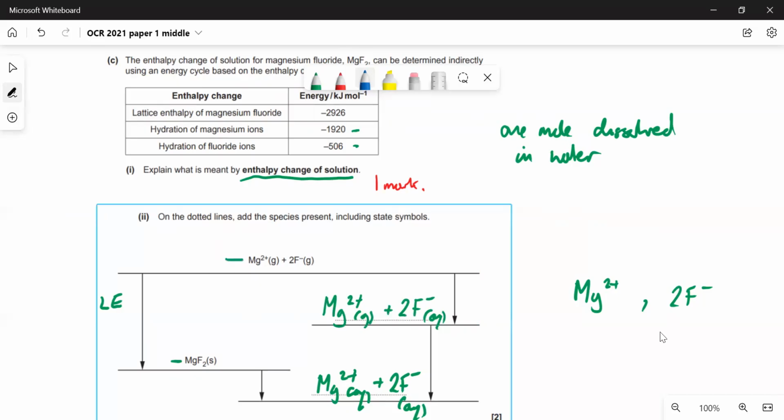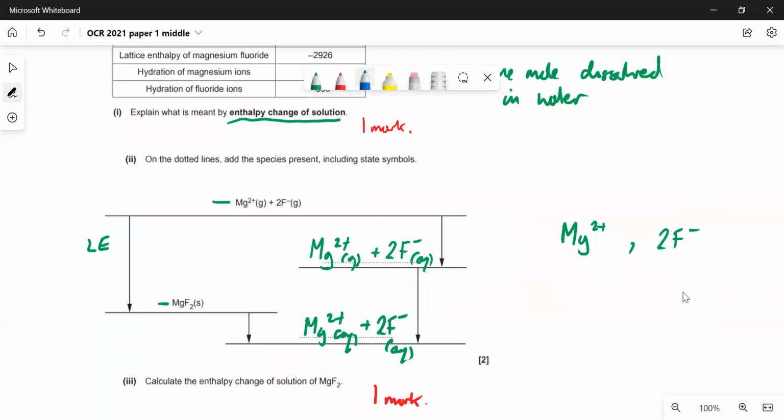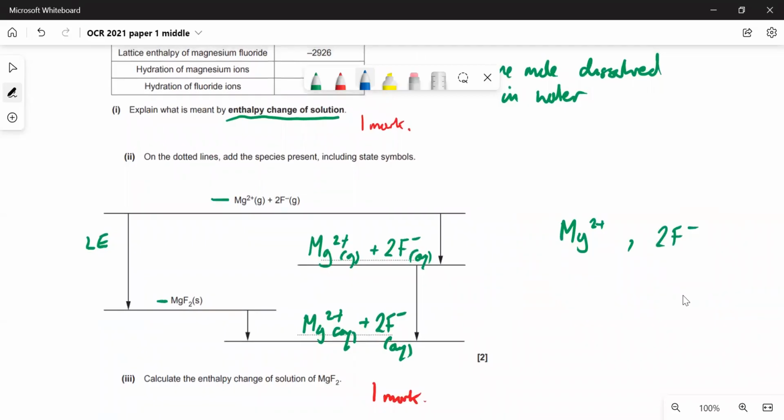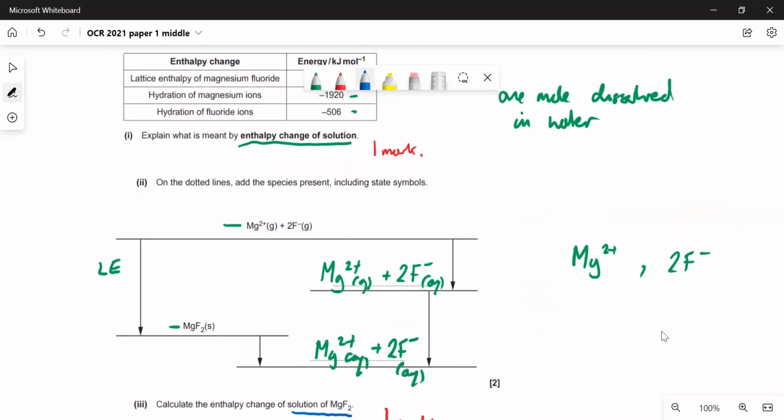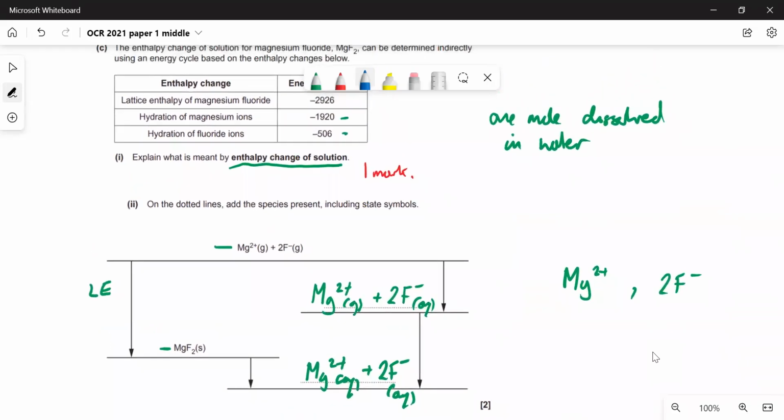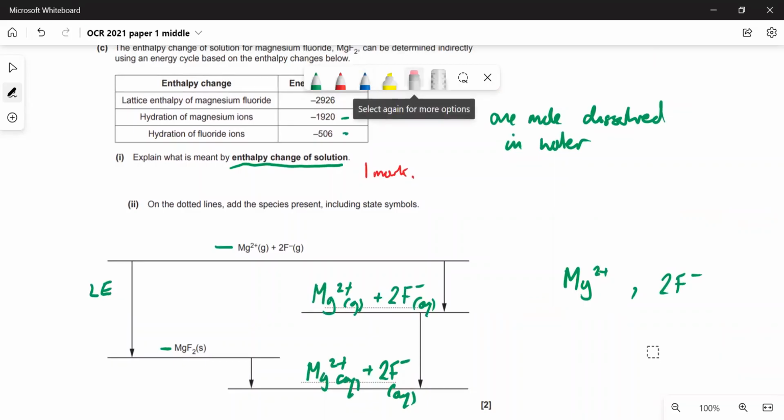Now it's going to ask us in the next bit of the question to calculate the enthalpy change of solution of magnesium fluoride. So let's do that. But put the numbers in there. Okay, so lattice enthalpy, well, that's this number over here. The lattice enthalpy is minus 2926. This blue one here, what we're doing there, we're hydrating 2 fluoride ions. So that's 2 times minus 506, so that's 1012, isn't it?